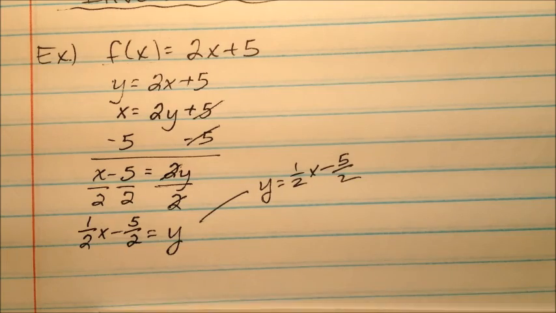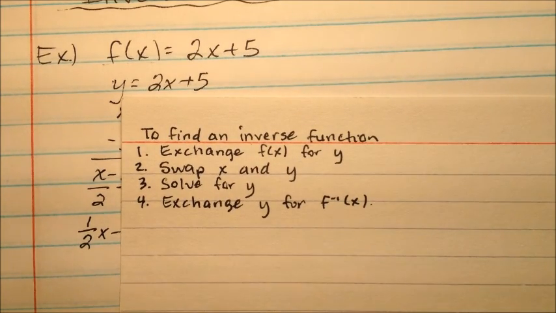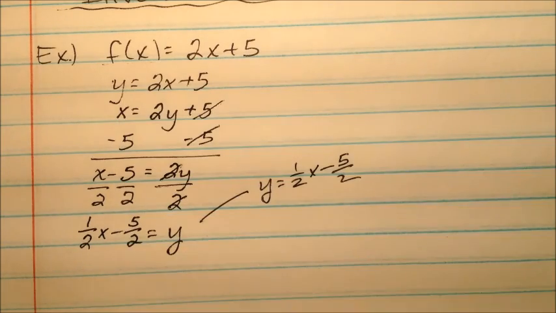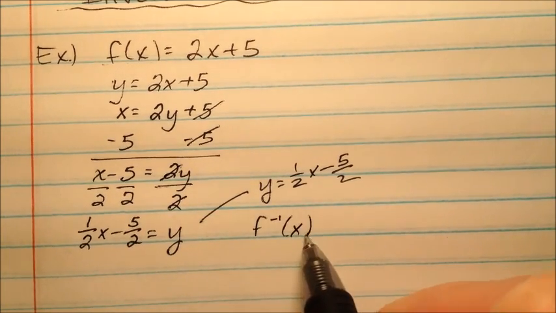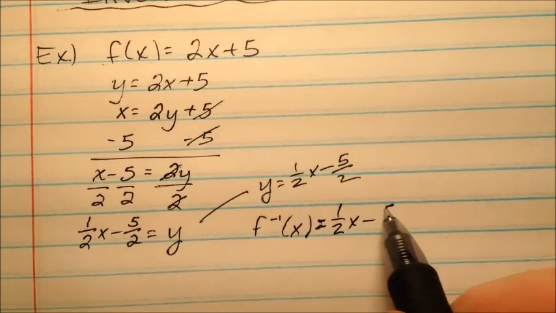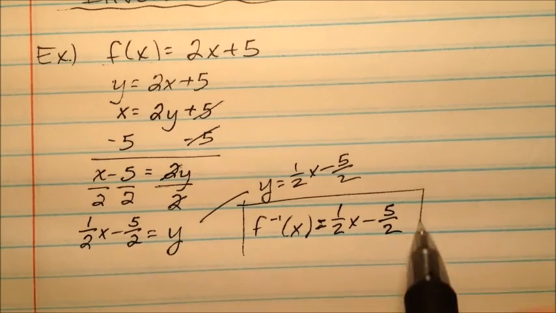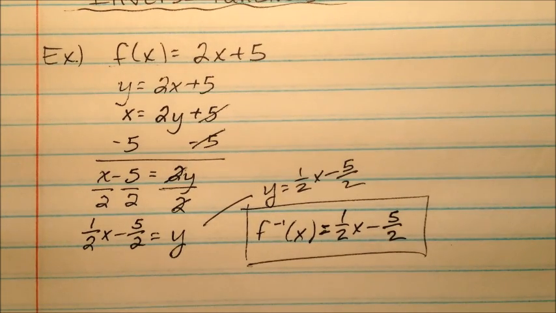So the last step that we're going to do is that we're going to exchange y for this notation that means the inverse. Okay, so this y gets exchanged, and we read this the inverse of f. Okay, so we have that right here. Let's take a look at the graph of what this might look like.